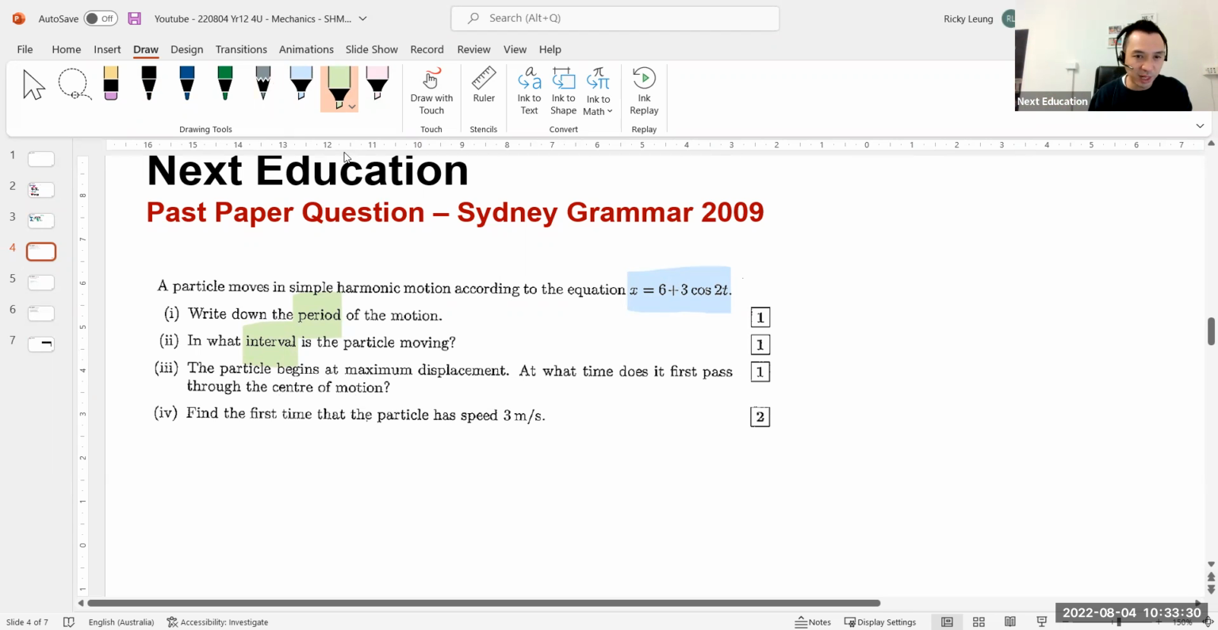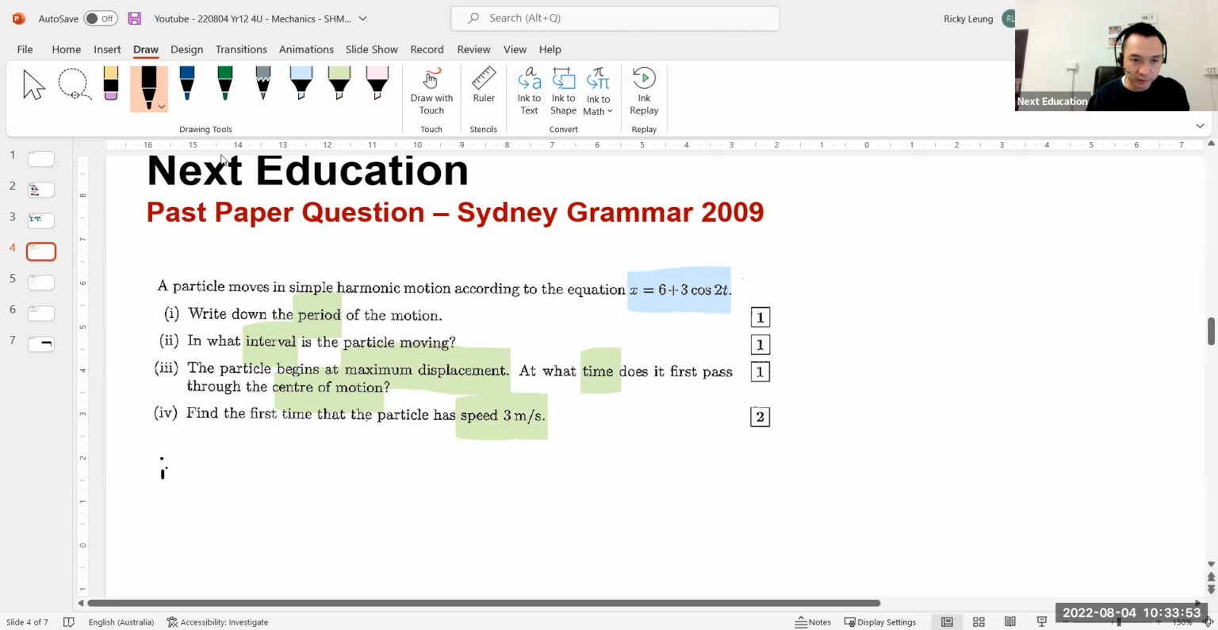Now here are some buzzwords. A particle begins at maximum displacement. What time does it take to pass through the center? There are all these buzzwords. Center, yeah. First time, instead of the word initially. First time particle has speed of that. Okay, I'm just highlighting keywords. Let's get started on this.